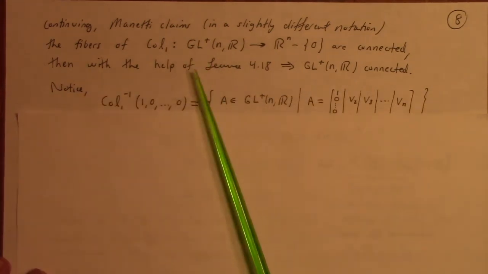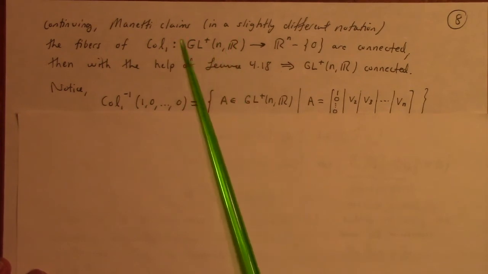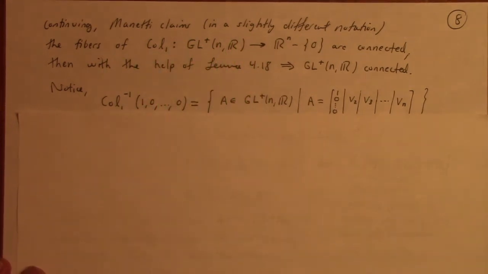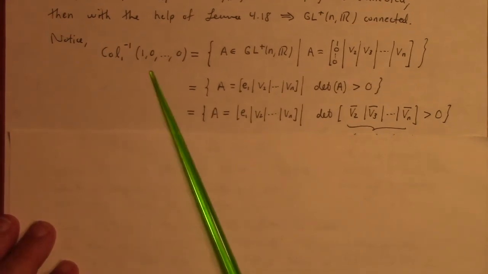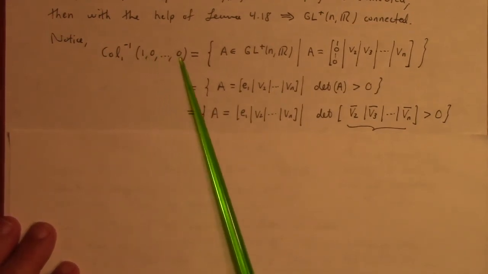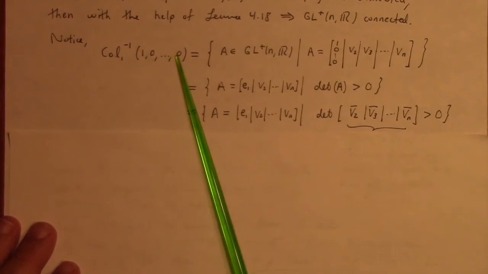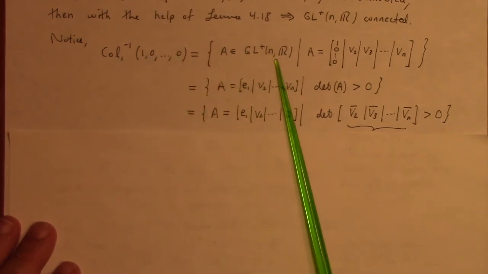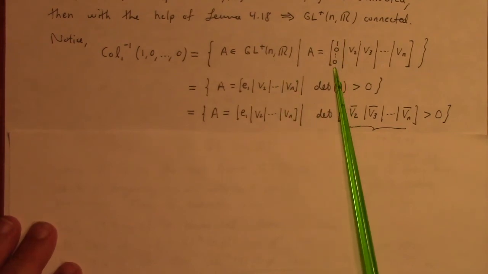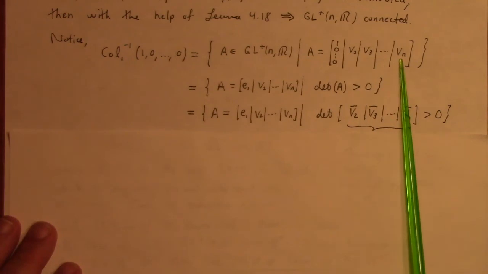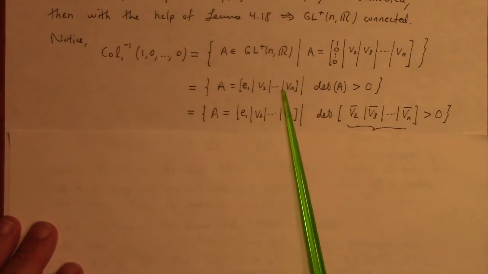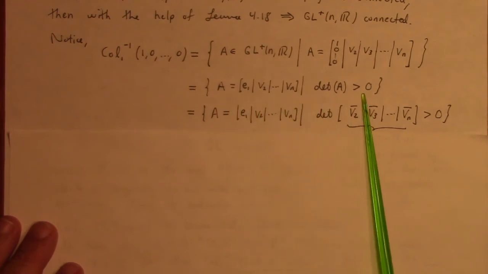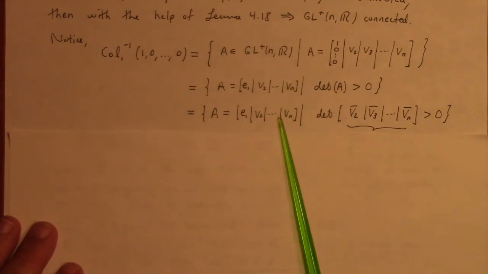All right, so let's work on showing the fibers. Let's study the fibers of the column 1 map on GLn plus. One of the things we should notice is, if we look at the inverse image under the column 1 map of E1 = (1, 0, 0, ..., 0), then you're looking at any invertible matrix with E1 in the first column and then other vectors. Another way to say that is A = (E1, V2, ..., Vn) and the determinant of A is positive. This is the same thing.